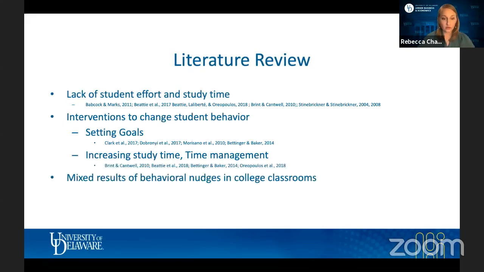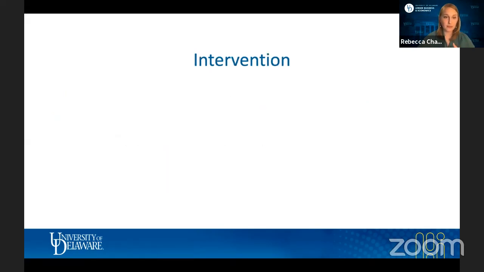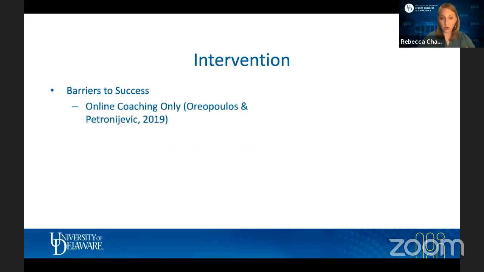And all of these things have been identified by research and students as potential barriers to their success. There have been mixed results of different small behavioral nudges in college classrooms. And so we wanted to see, would our intervention move the needle at Michigan State? So the intervention we chose was called Barriers to Success. This is also called, in Phil's paper, Online Coaching Only. We changed the name slightly at Michigan State for our own purposes, as well as one or two of the questions, but there is very minor change from the Online Coaching Only.